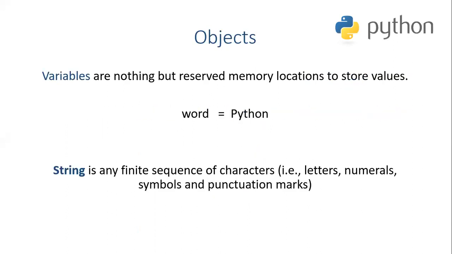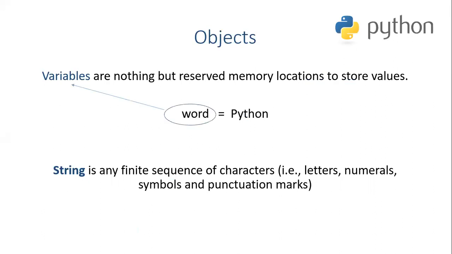Variables are nothing but memory locations to store values. This means that when you create a variable, you're going to reserve some space in the memory. And based on the data type of a variable, the interpreter is going to allocate the memory and decide what can be stored in the reserved memory.